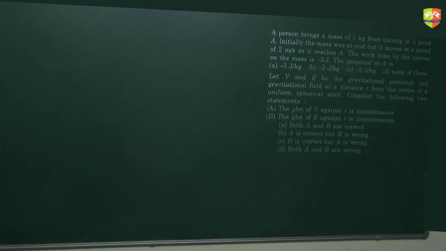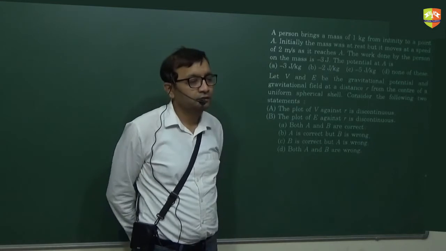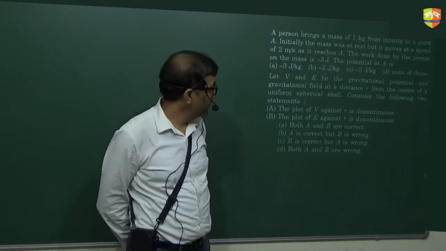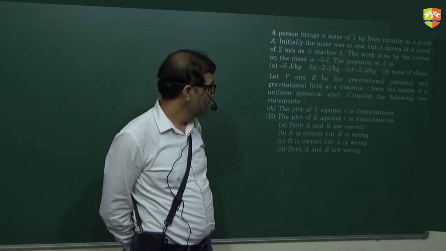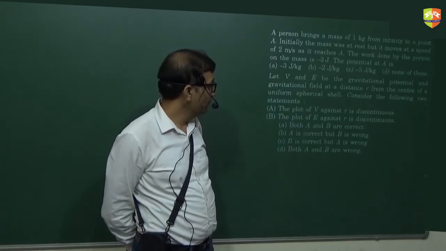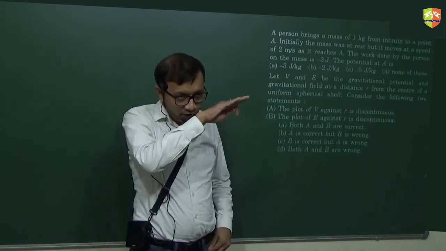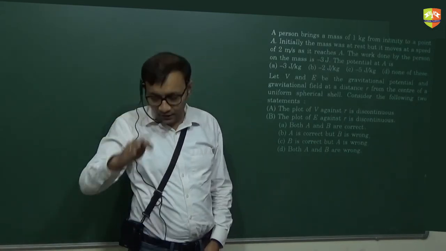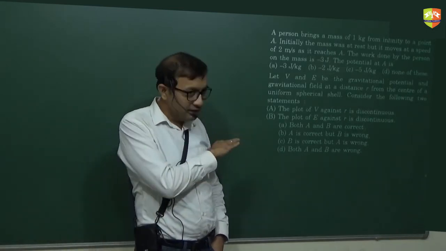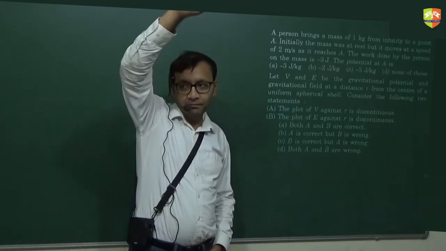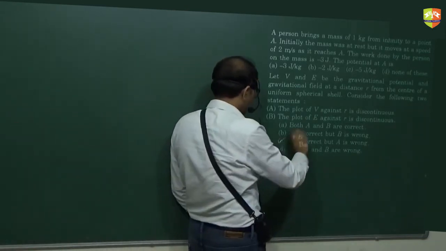E will be zero inside the shaft, right? Potential. Answer for the first one? Minus 5. C. And for the second one? C. I think the second one is straightforward. B is correct, A is wrong. The plot of V against R is actually continuous. It remains constant till the radius and then it drops. So it's a continuous graph, whereas the field is zero and suddenly it picks up and then it goes down. Okay? So C for this.